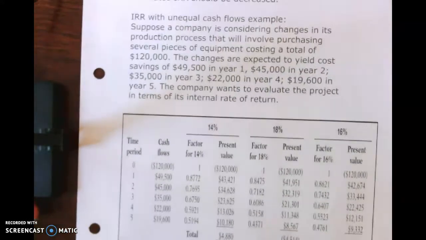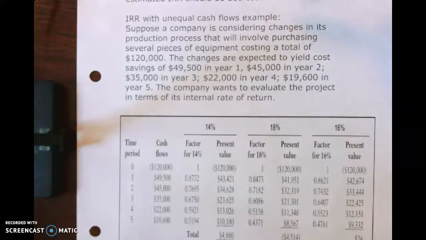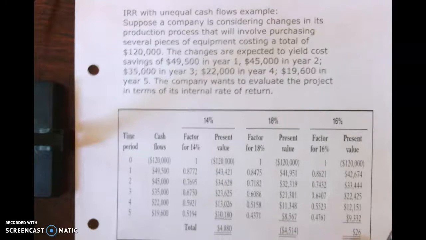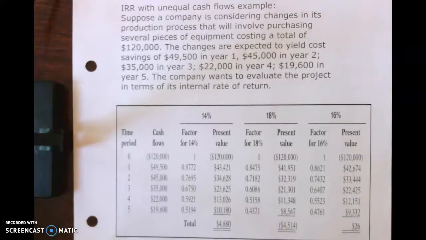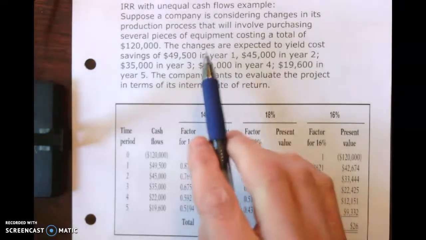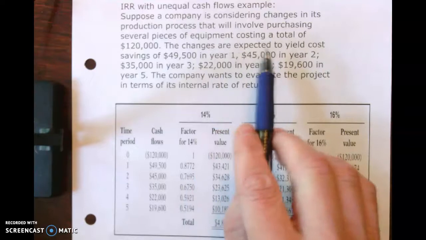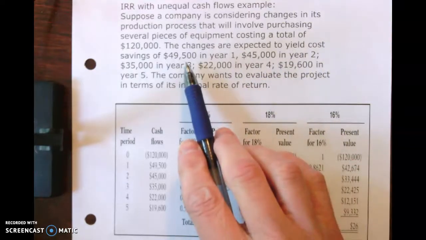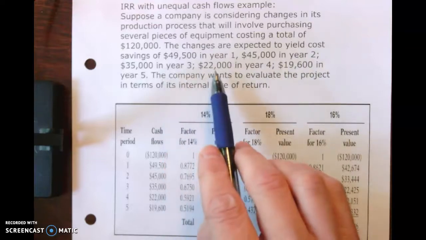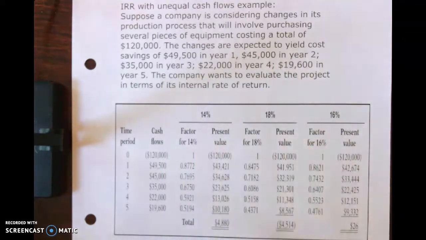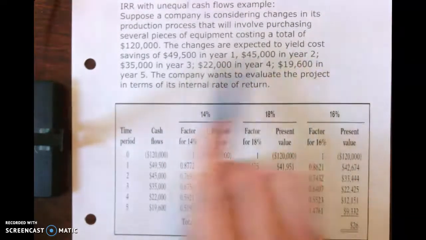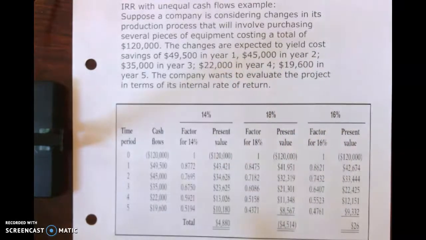using unequal cash flows. So if we look at this example, we're going to say a company is thinking about changing its production process, and that involves purchasing several pieces of equipment that cost $120,000. The changes to their production process are expected to give cost savings of $49,500 in year 1, $45,000 in year 2, $35,000 in year 3, $22,000 in year 4, and $19,600 in year 5. Okay? This is not an annuity. Even though it's equally spaced out, it's not the same dollar amount. So this is not an annuity.